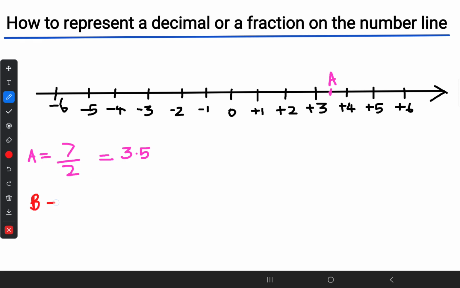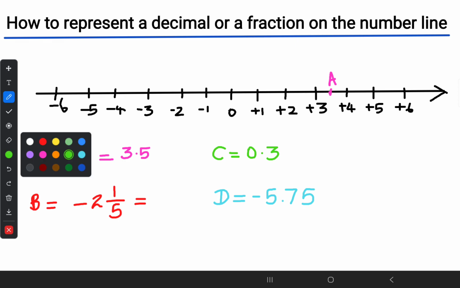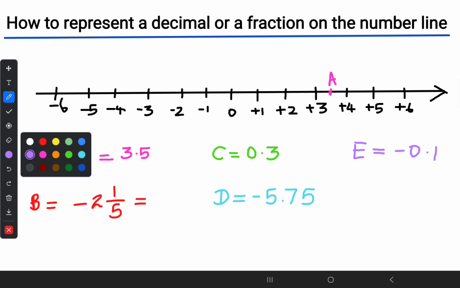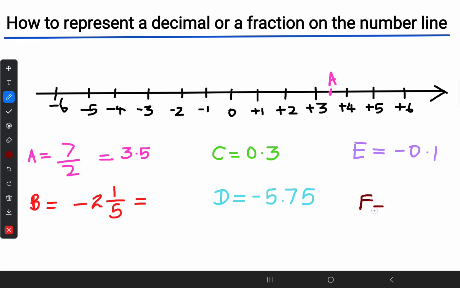Likewise, point B is negative 2 and 1 upon 5. This is my next point. Likewise, point C is 0.3. D is negative 5.75. And here we have the next one, E. This is negative 0.1. And the F value is negative 13 divided by 3.